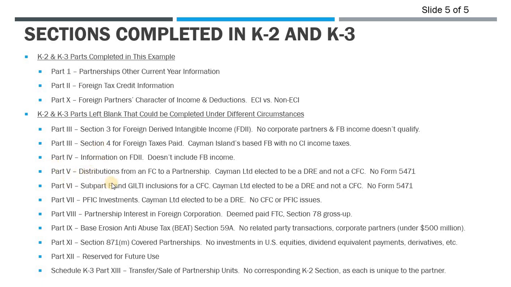Part 5. Part 5 is distributions of cash or property from that foreign corporation to a partnership. Couple of issues here, right? The first one to consider is the Cayman Islands entity has elected to be a disregarded entity. So it's not a CFC, it's not a PFIC, nor is it a foreign corporation that is still treated as a foreign corporation. It just doesn't meet, let's say, a CFC or PFIC rule. So we don't have any of those issues here, nor do we have any distributions for the period.